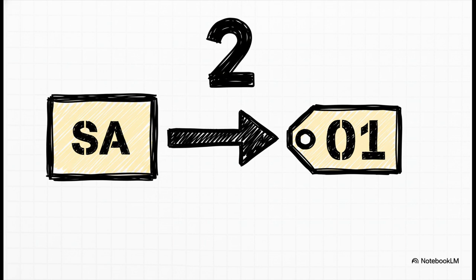Okay, step 2. Now that SA document type doesn't point directly to a big block of numbers. Instead, it points to this little intermediary code called a number range key. In our example, that key is 01. This extra step is super important because it gives you flexibility. It means you could have multiple different document types all share the same sequence of numbers if you wanted to.